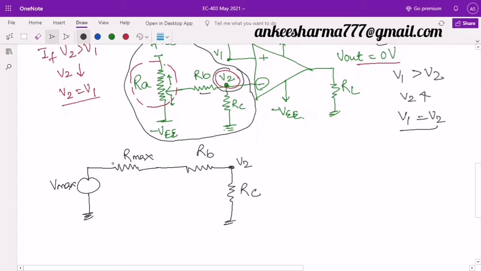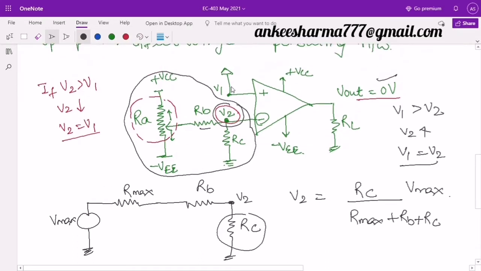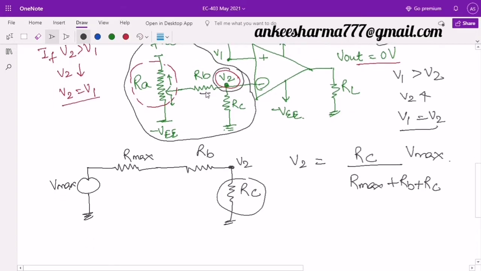Now from here, can I say that V2 will be equal to the resistance RC divided by the total resistance in the circuitry, that is R max plus RB plus RC, multiplied by the total voltage, that is V max. So this will be the output voltage V2. Or you can see here that the other terminal is connected to ground, so this difference of the two input voltages can be written as VIO, that is the input offset voltage. So I can name it as V2 equal to VIO, because V1 is equal to 0 over here.